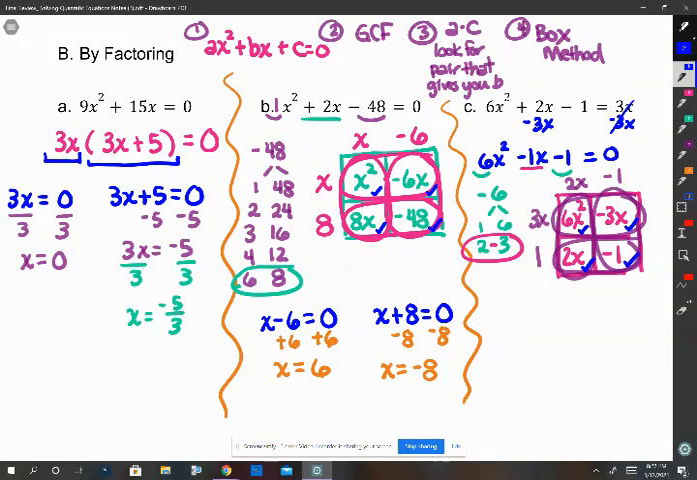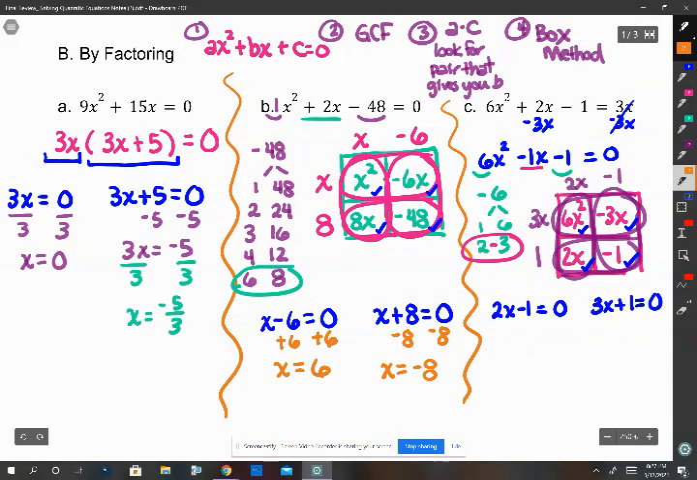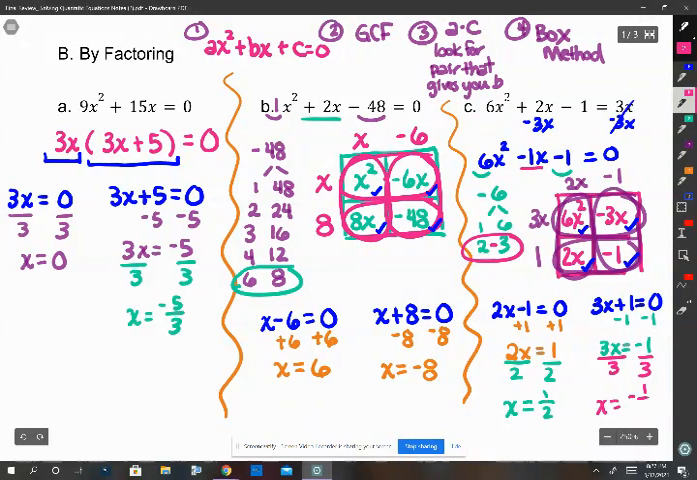Once you have checked and made sure your factors are correct, remember we take those factors, what's along the top and what's along this side, and then we're going to set them equal to 0 and solve. We're going to add 1 to both sides, so we get 2x is equal to 1. Then we're going to divide by 2, so we get x is equal to 1/2. On the other one, we're going to subtract 1 from both sides, and then divide both sides by 3. And so we get x is equal to negative 1/3.